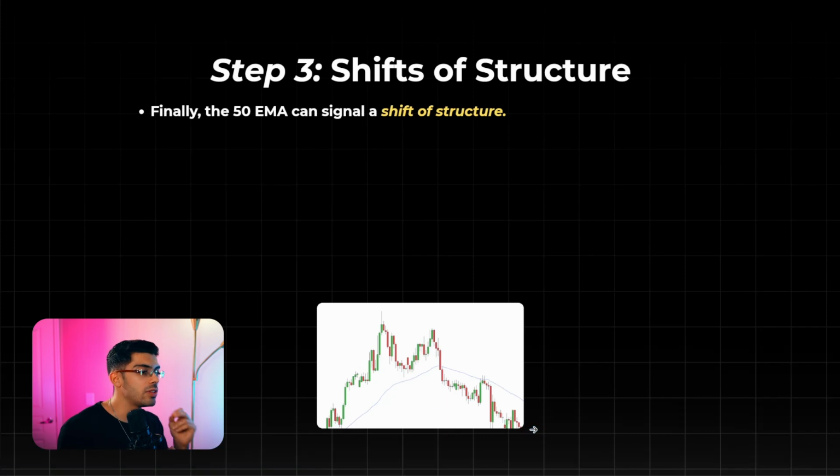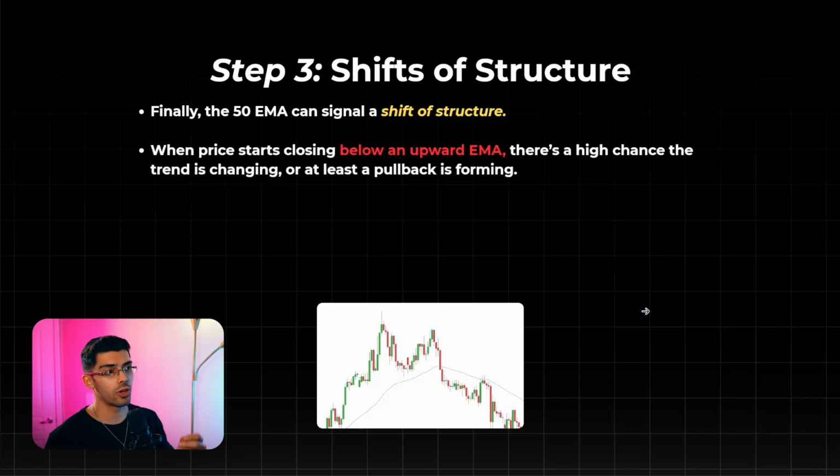That can objectively show you that the market is going in the opposite direction. Now, it doesn't necessarily mean it's going to continue down. There are other factors that you need to add in to confirm that direction shift, but it's a very good indication, because when price starts closing below an upwards pointed EMA, there's a high chance that the trend is changing, or there's at least going to be a pullback.